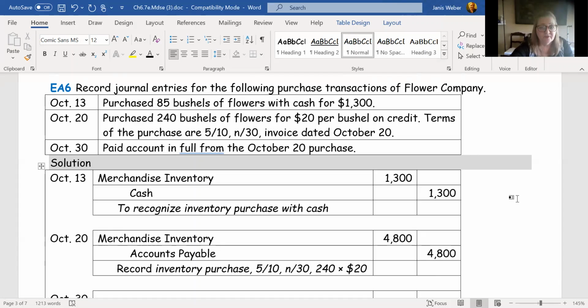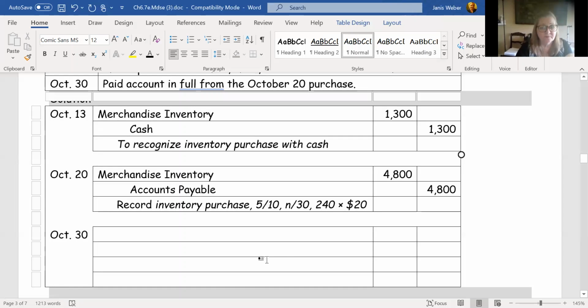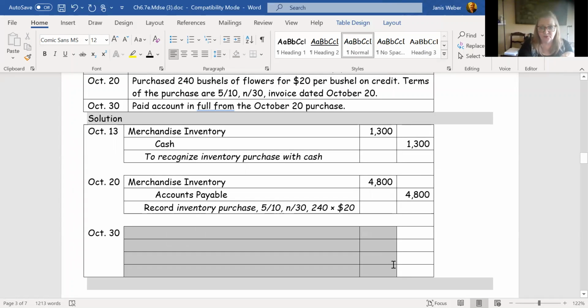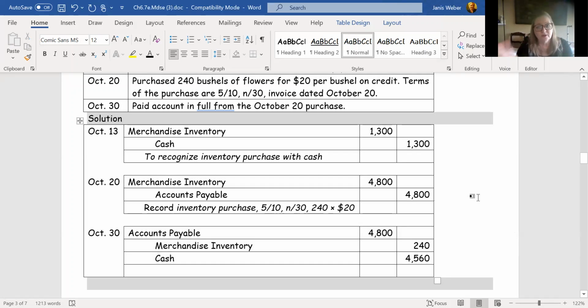Then when we pay it on October 30th, we're within the 10 days, so we're going to get a 5% discount. So great, we multiply 5% times that 4,800, and that's how much our discount's going to be. All right, so we're about to clear out our accounts payable with the debit, and we're going to credit cash. Well, first let's credit the merchandise inventory for the discount. $4,800 times 5% is $240.